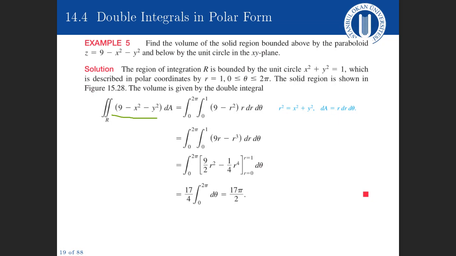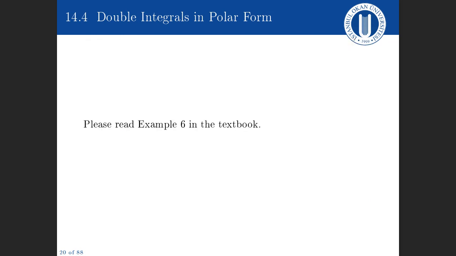Our function 9 minus x squared minus y squared we can replace by 9 minus r squared. And dA we replace by r dr d theta. I'll leave this for you to check. Check that the answer is 17 pi over 2. There's one more example in the textbook, which I'm not going to cover here. I'll leave example 6 in the textbook for you to read.